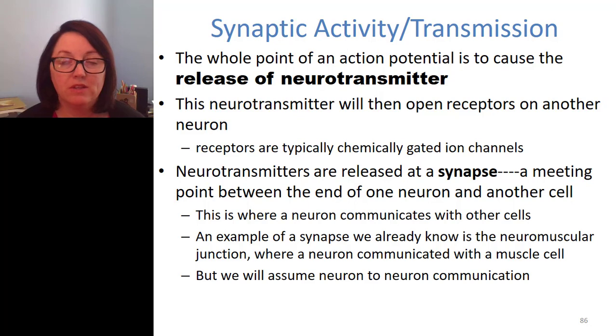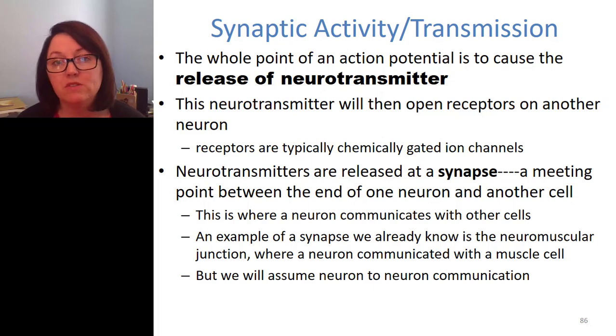So if you recall, the whole point of an action potential is to cause the release of neurotransmitter. It seems like a lot of rigmarole to go through to cause the release of neurotransmitter. And I agree it is, but it works, right? So that electrical activity of the action potential causes the release of neurotransmitter. Neurotransmitters will then open receptors on another neuron. Don't forget that receptors are typically chemically gated ion channels.